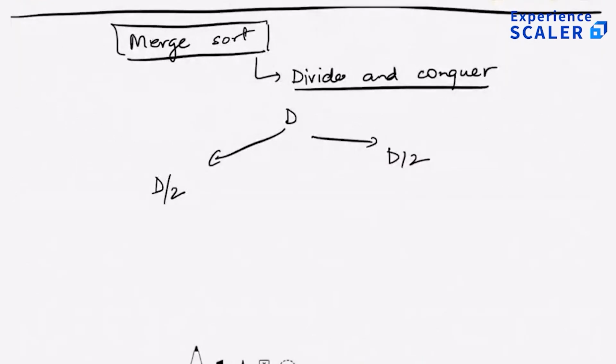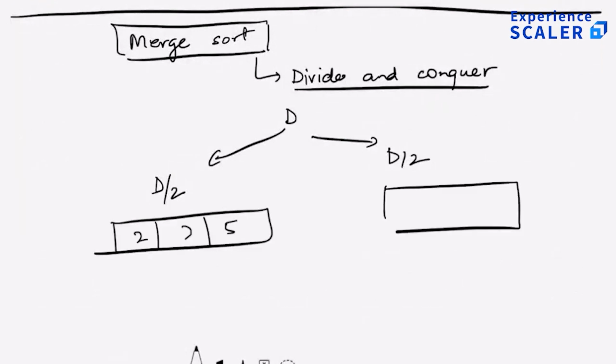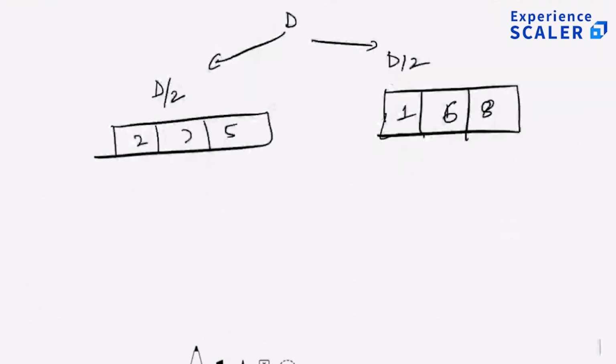Let's say I have an array 2, 3, 5, and another array 1, 6, 8. If I was given these two arrays, can I merge them into another array which is completely sorted? Is that possible or not? If that is possible, then this could become another algorithm: whenever I need to sort an array, I can divide it into two parts, recursively sort them, and then merge them. So merge becomes the important step.